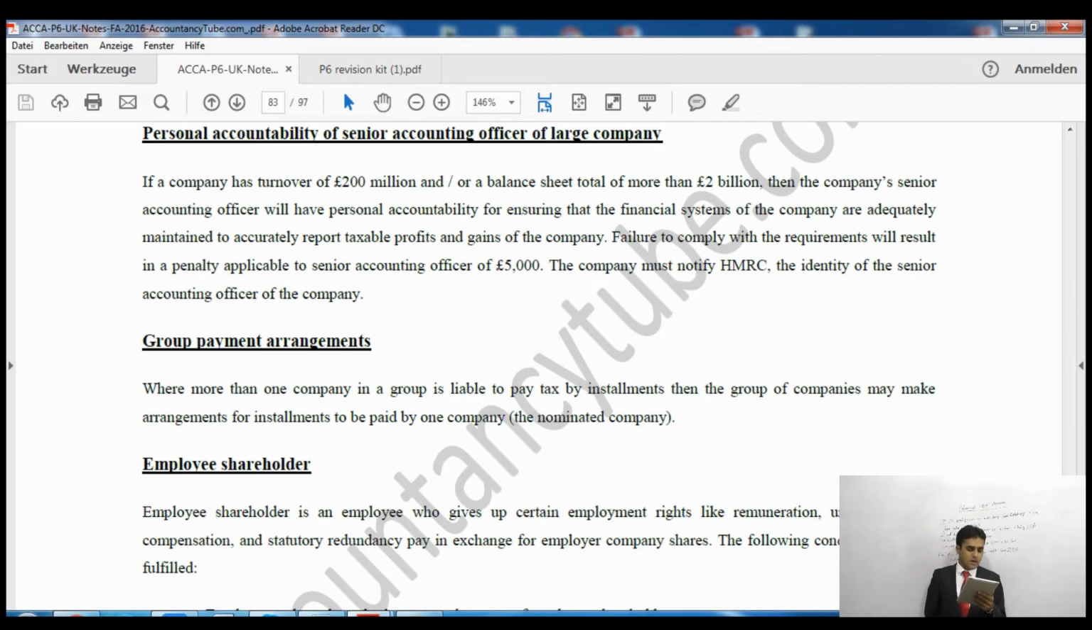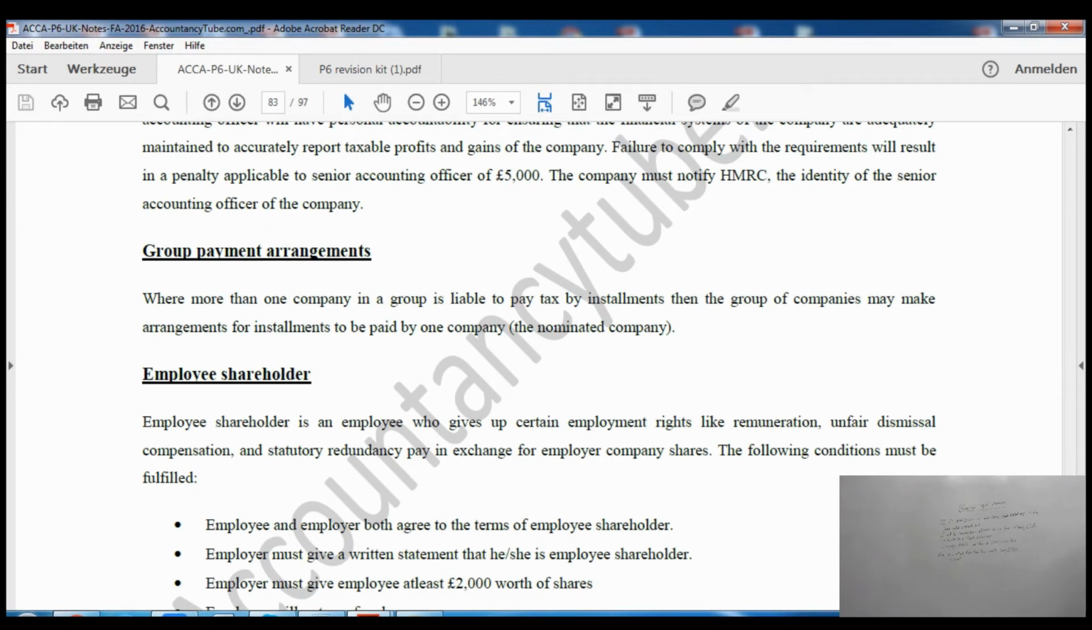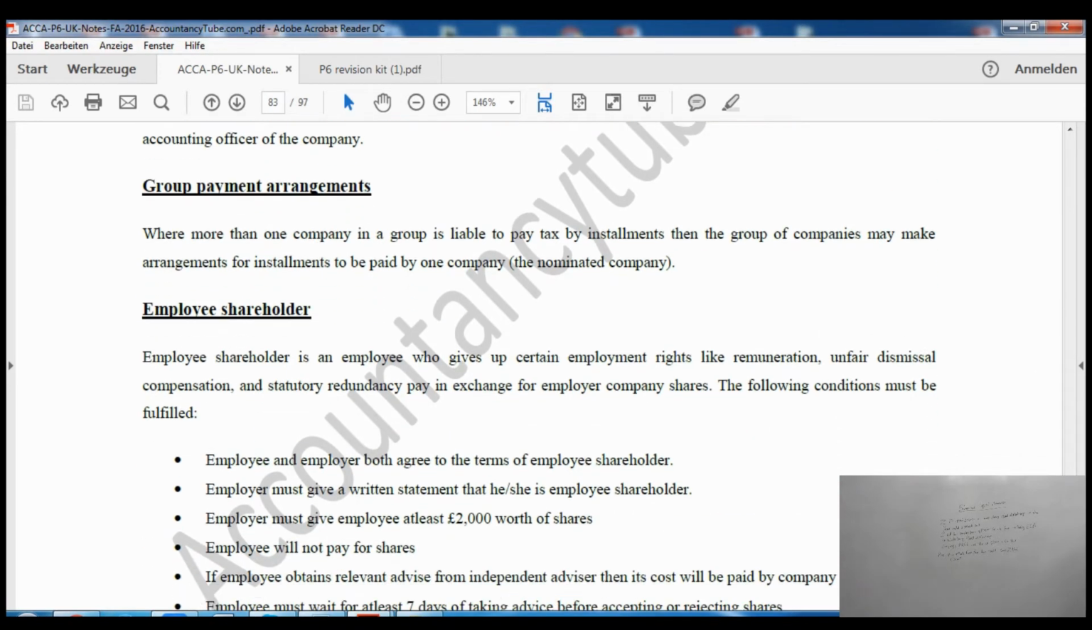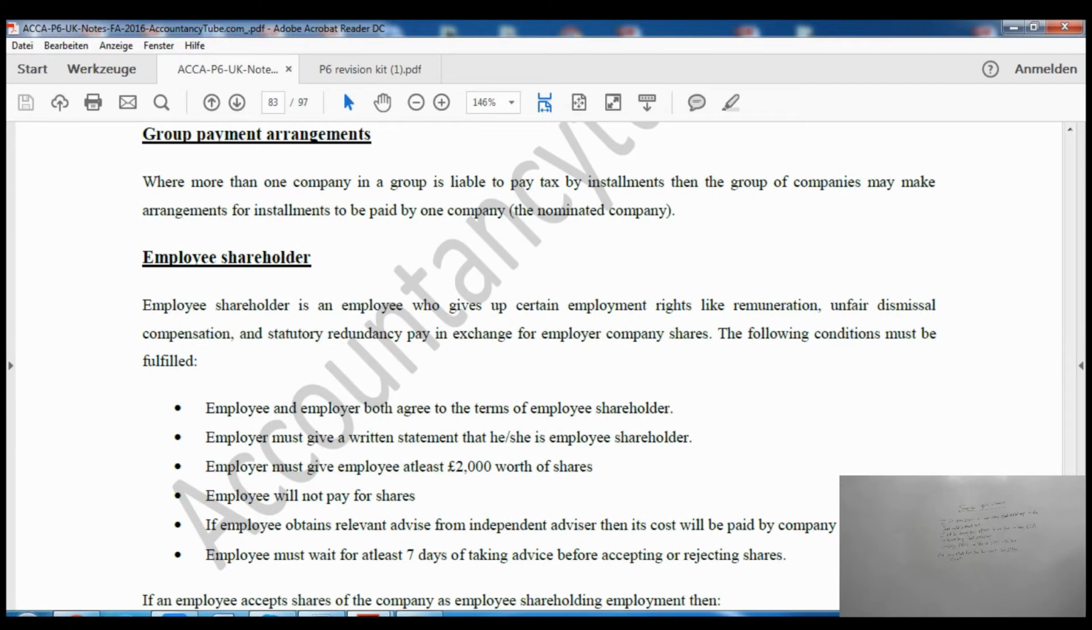However, if you do not do that, you might face a penalty of up to £5,000, and the company must notify HMRC of the identity of the senior accounting officer. So whichever the company is, they must tell HMRC who the senior accounting officer is, so that if the accounting officer is playing up, then they can send him a ticket of £5,000. So that will be a penalty.